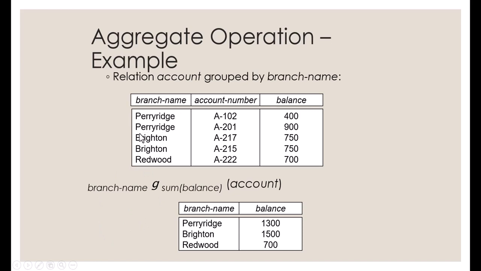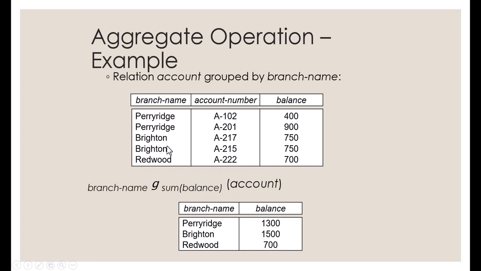The first group that we see here is Perry Ridge. We have 2 rows of that. When you take the sum of these 2 values, it's going to return 1300 for Perry Ridge. Notice how it's going to be returning exactly 2 columns. The first one's going to be branch name, and then the second one's going to be balance. It's not going to say sum balance, it's going to just return balance.